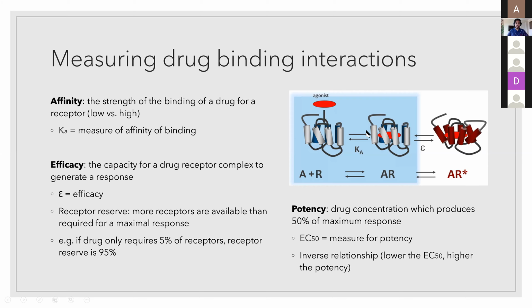And this diagram depicts affinity and efficacy well. Affinity is the strength of the drug binding to the receptor, and that's measured by Ka. Once it's bound, its ability to produce some sort of response is efficacy. And finally, we have something called potency, which is the drug concentration which produces 50% of a maximal response. The measure we use is EC50, and the difference with this is it's an inverse relationship, meaning that the lower the EC50 we see, the higher the potency, the lower the drug concentration we need to produce 50% of the maximum response in the body.